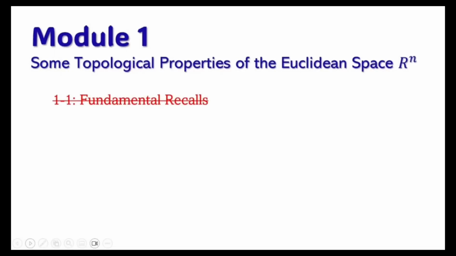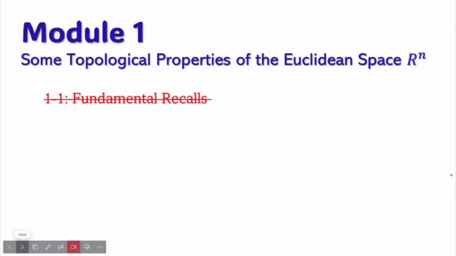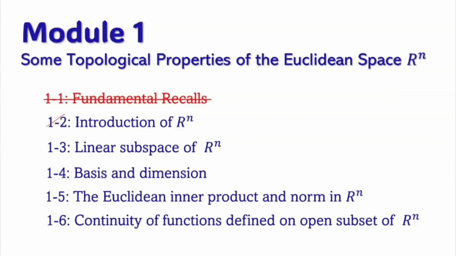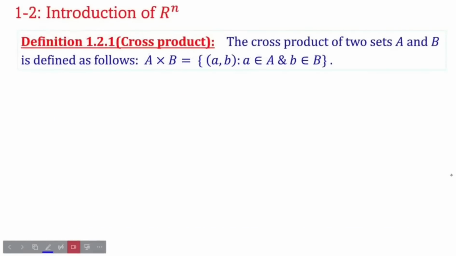Okay, so this finishes the fundamental recall of vectors which is required for this course. The second topic is the introduction of Rn, and then we'll have linear subspaces of Rn, basis and dimension, the inner product in Rn, and then continuous functions. Before going to Rn, we discuss the cross product. For two sets A and B, the cross product is given as the pairs (a, b) where a belongs to A and b belongs to B.